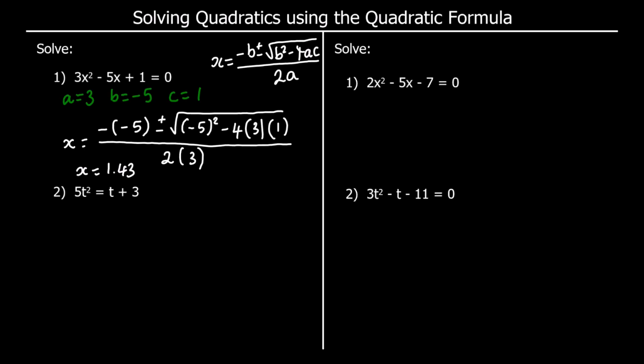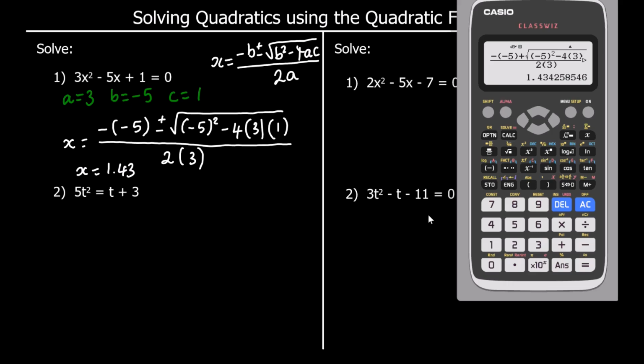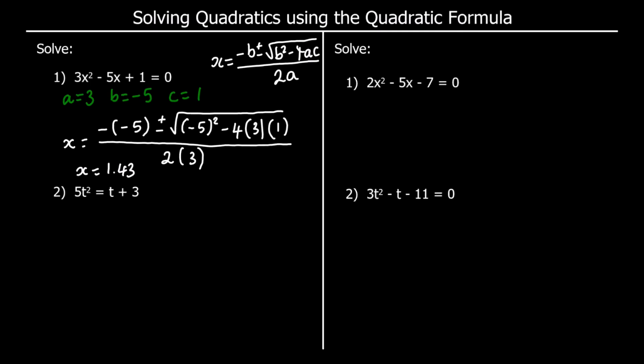I can get the second answer by changing the plus into a minus. So just click back on the calculator, change the plus into a minus, and you get the second answer. So to 2 decimal places again, 0.23.